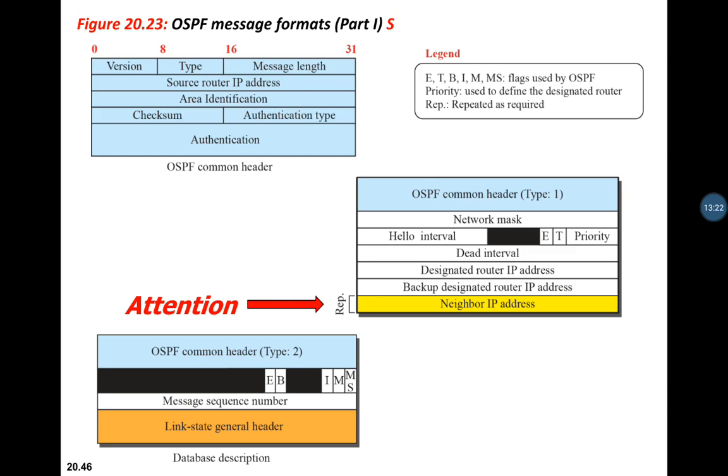It is said to be a hello message. Next is the database description, which you can see here, the database description message, which is a type 2. First one, type 1, hello interval, dead interval, all that will be present. Next, in the database description, normally it is sent in response to the hello message, like a reply. And here it allows a newly joined router to acquire the full link state database.